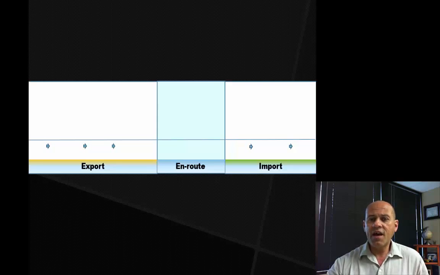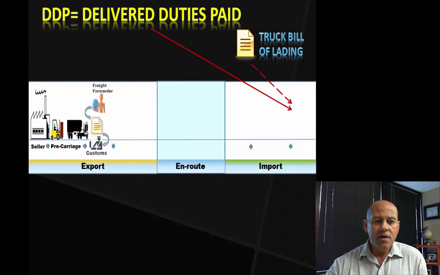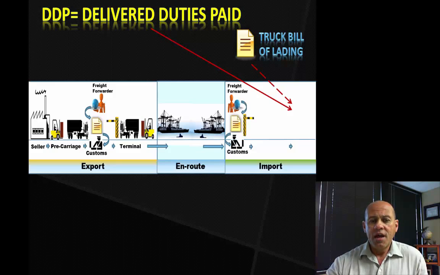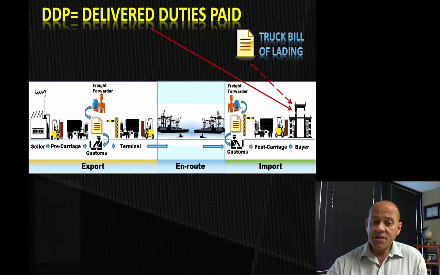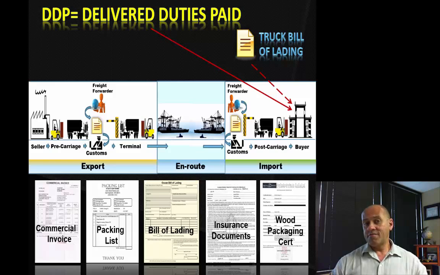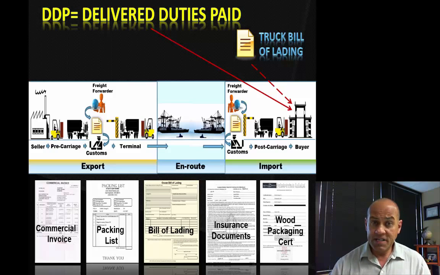The next term we have is DDP, and DDP is basically a door-to-door delivery. So the seller is going to be responsible for all of the steps mentioned previously: paying for the freight, picking up the goods, plus clearance, paying for the duties, and delivering to the ultimate destination. So if any of you have sent a FedEx shipment or UPS shipment and you've paid for everything, then the term would be DDP for that.